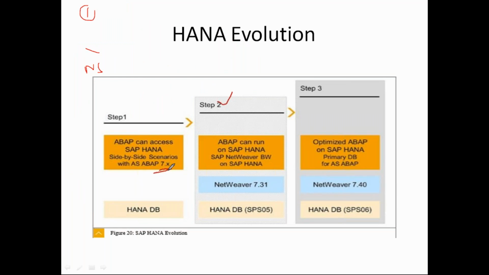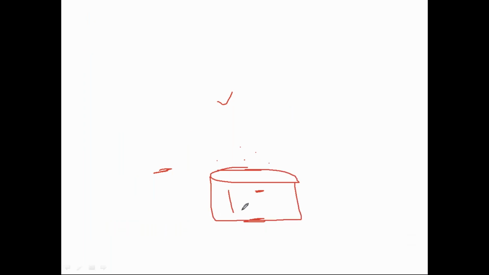The next scenario: later, 7.x, meaning 7.31 service pack 05. In service pack 05, ABAP can run on HANA. That means HANA can be used as a primary database. But BW on HANA, SAP NetWeaver BW on HANA. In this scenario, yes, HANA is the primary database. This is my HANA, the primary database. ABAP can run on HANA. That means you can very well use HANA as a primary database for ABAP.